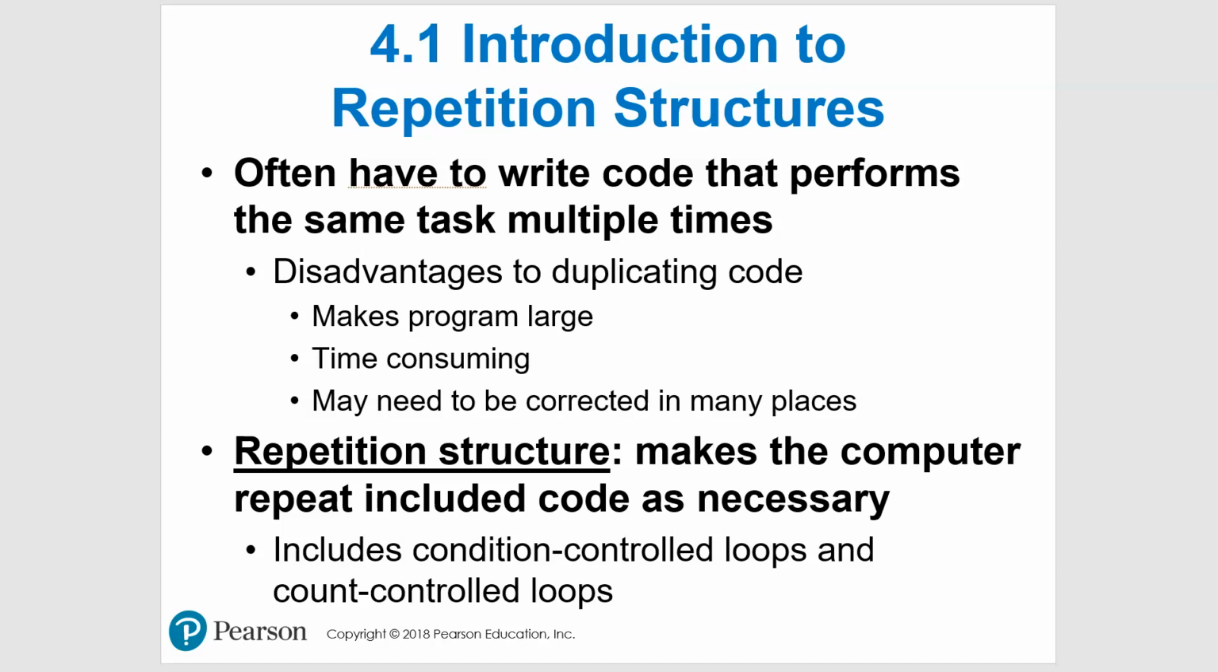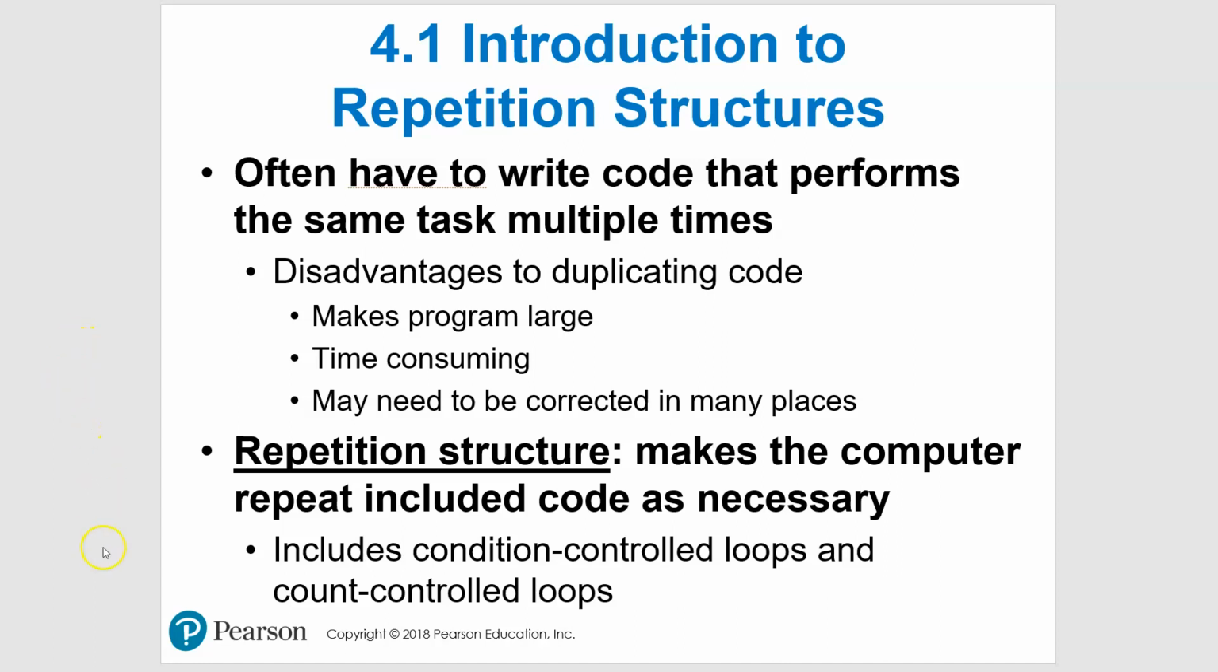So it helps us when you look at the disadvantages of duplicating code. It makes programs large when you have to duplicate things. It is very time consuming. And if you are copying and pasting code and then you have to make a change, you have to go back and do that for everything else. So there are all sorts of different issues. We're going to make the computer do the work for us.